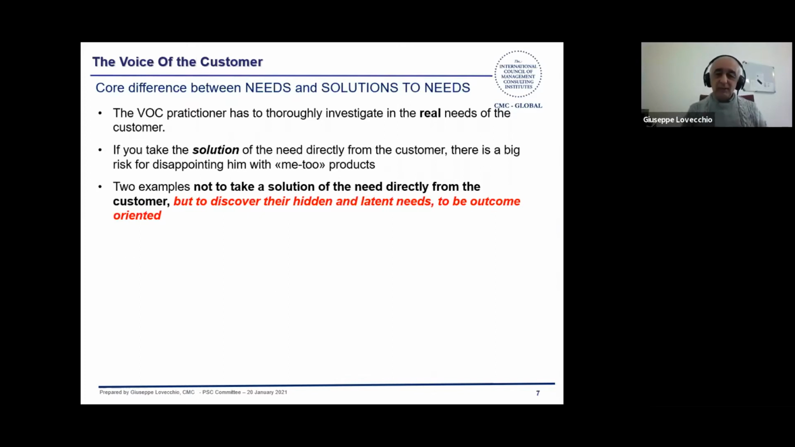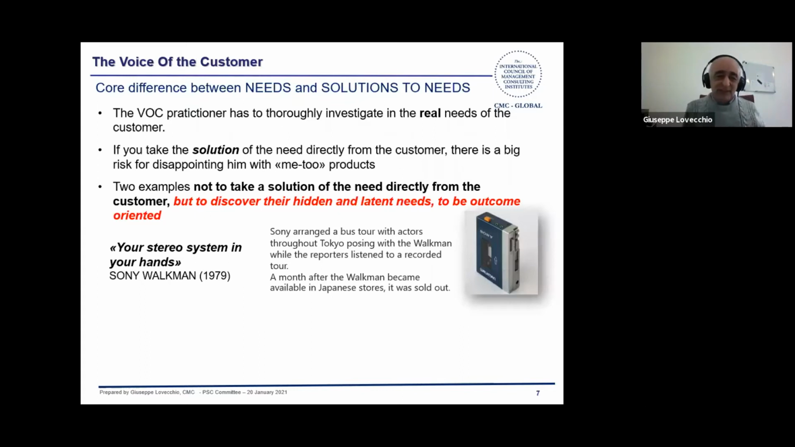The first one, if some of you can remember, in 1979, when the Sony Walkman was introduced to the marketplace, Sony thought about the voice of the customer. The latent need was: I want my stereo portable in the metro, by train, in my car. So they captured this latent need and invented the Walkman. And that was a boom for this product, in just a month in Tokyo, with a bit of advertising.